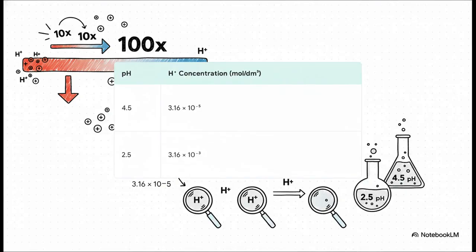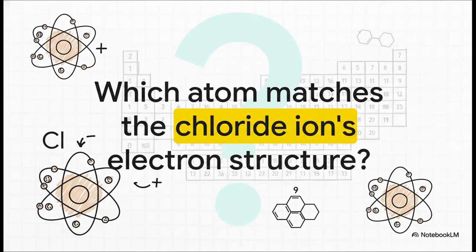And here's the rule of thumb you just have to know. A pH drop of 1 is a 10 times increase in H+ concentration. So because our pH drops by 2, that's 10 times 10, which is a 100 times increase. So all we do is multiply the original concentration by 100, and that gives us 3.16 times 10 to the minus 3.